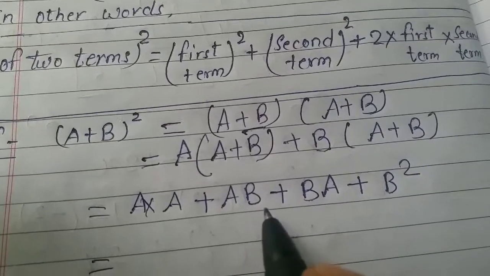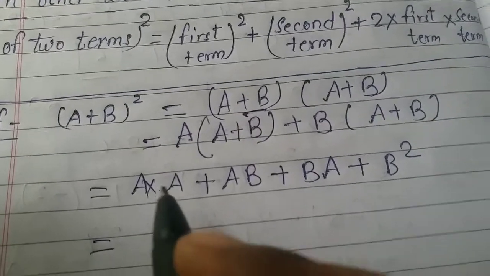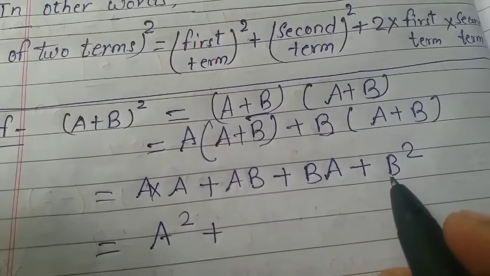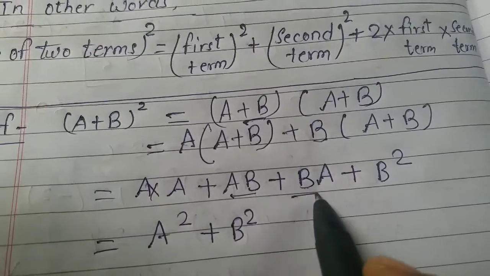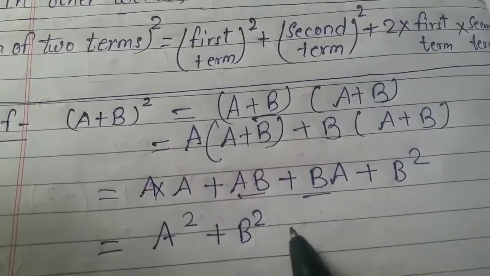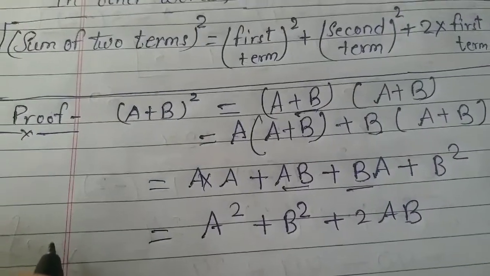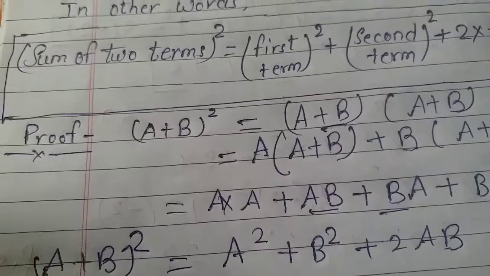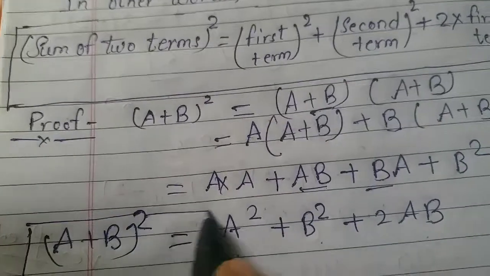Now arrange the terms in descending order. First take the highest power term, that is a into a, which becomes a squared. Then b squared. Here we have ab and ba; both are the same. Now we can write ab plus ba as 2 times a into b. This is the proof of the first identity, that is (a + b) squared gives a squared plus b squared plus 2ab. Is that clear?